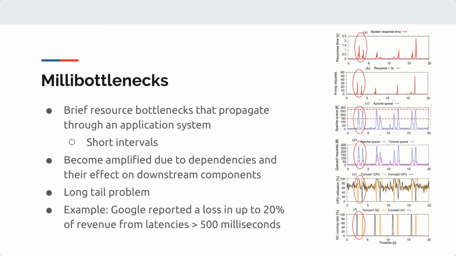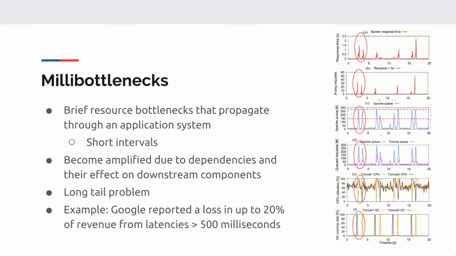So millibottlenecks are brief resource bottlenecks that propagate throughout an online system. They generally occur over relatively short intervals, maybe on the scale of tens of milliseconds, and then become amplified due to the dependencies and their effect on downstream components. So we see this example diagram on the right.